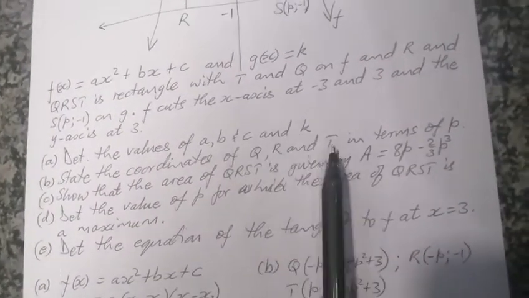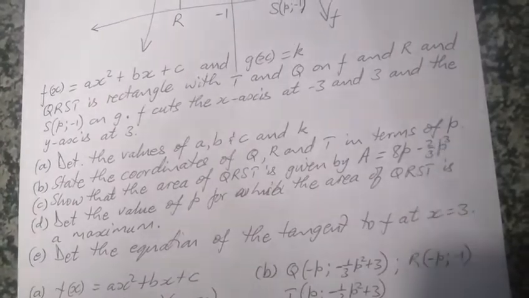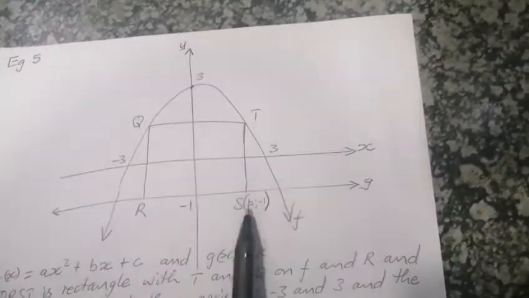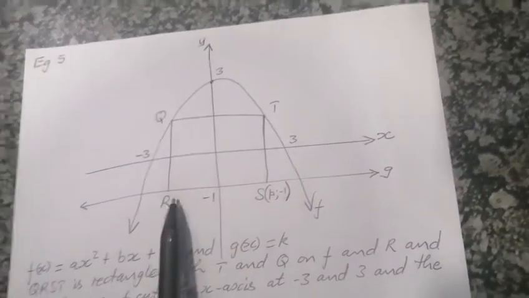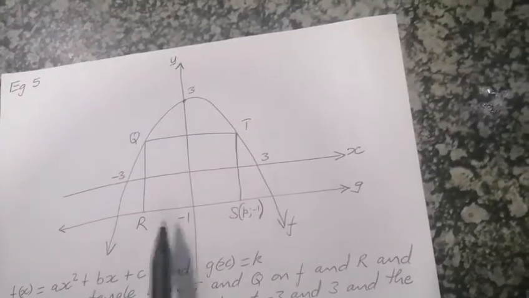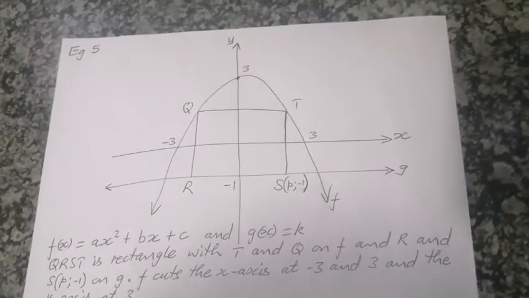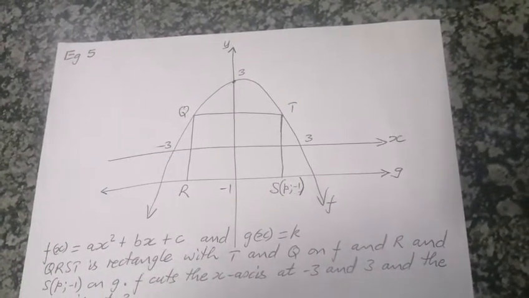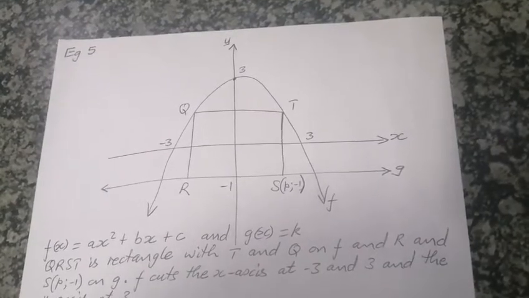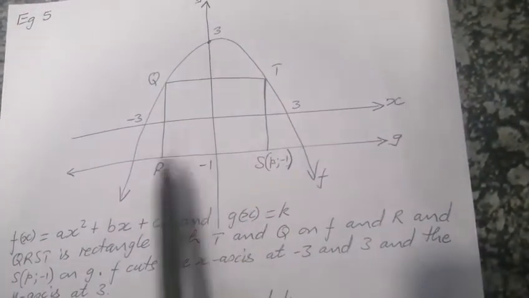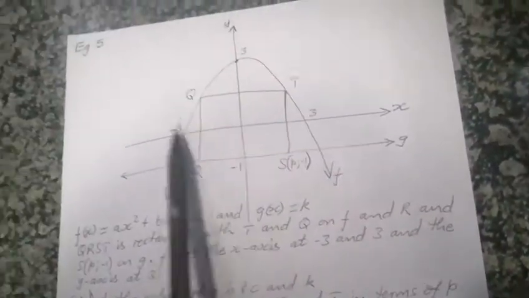Part B says, state the coordinates of Q, R, and T in terms of p. When we talk of R, there is our R. Our p definitely is the same here. So the coordinates of S are (p, -1), which is what I stated here as well. The coordinates of R are (-p, -1). Because we are moving from here to there, it's a p. From here to there, it's a -p.